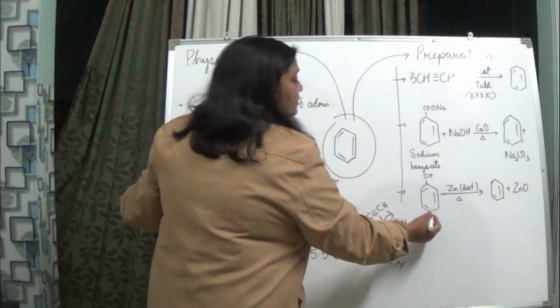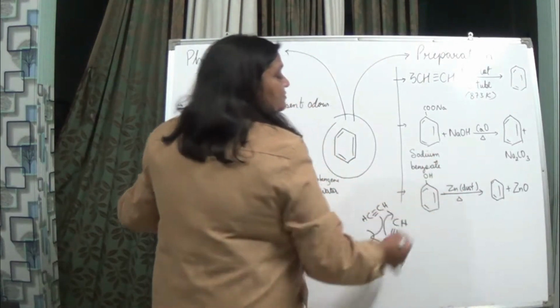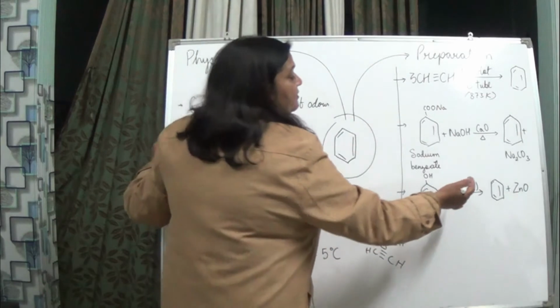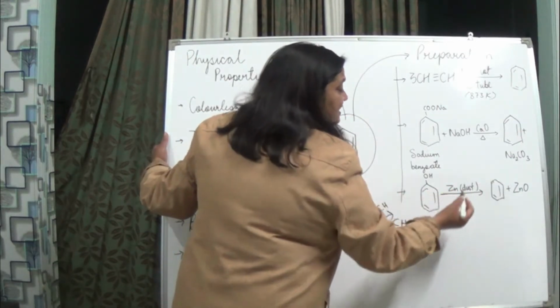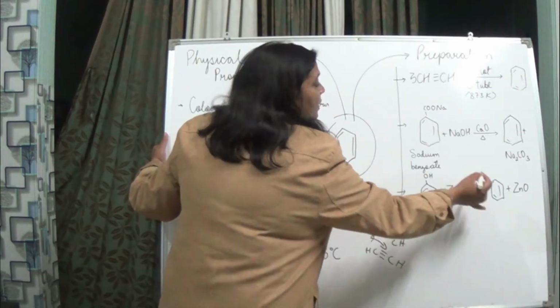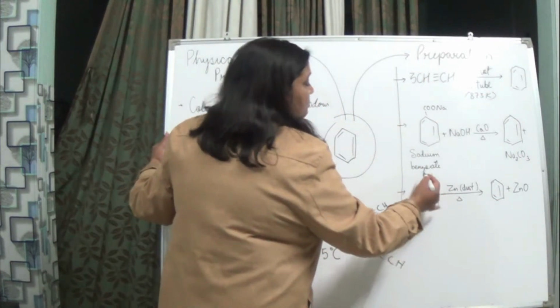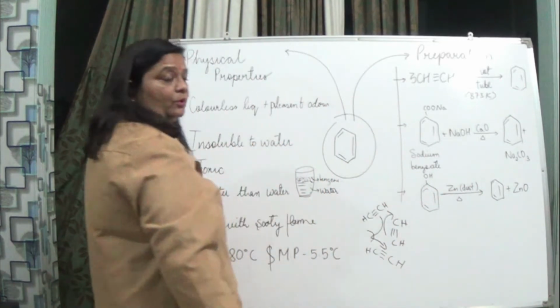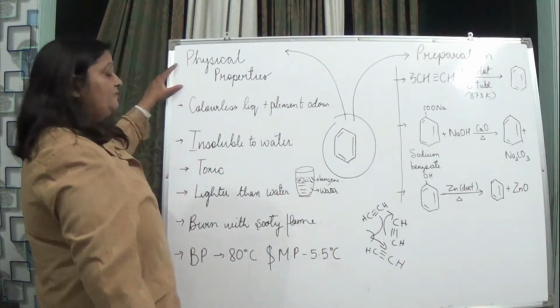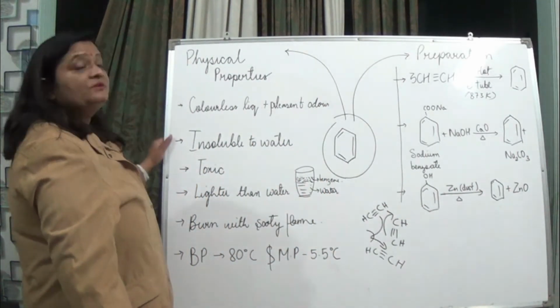Now taking phenol in the presence of zinc dust, we heat it. We get benzene plus ZnO. Which reaction has taken place? Here reduction has taken place, as oxygen has been removed. Now coming to the physical properties of benzene.